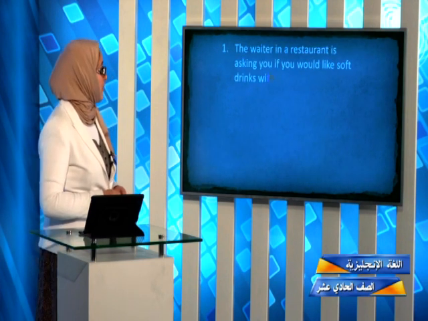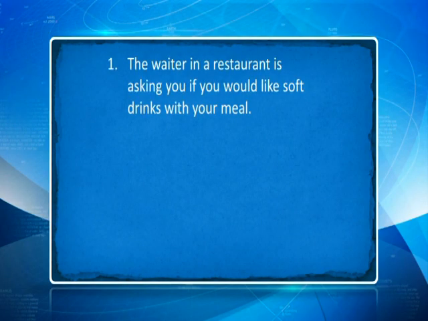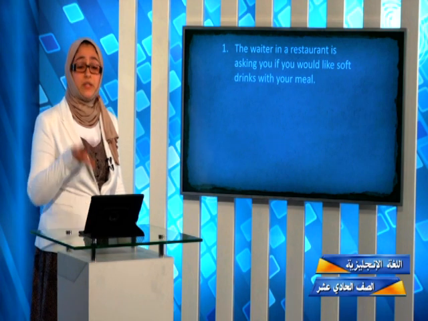It reads, the waiter in a restaurant is asking you if you would like soft drinks with your meal. Of course, we all go through this. We've been to a lot of restaurants. The Kuwaiti scene is very big now. There are so many restaurants in Kuwait and a lot more opening. So imagine you're sitting in a restaurant and your waiter asks what you would like for your drinks, if you would like soft drinks to go along with your meal.